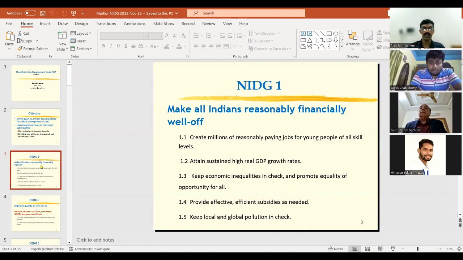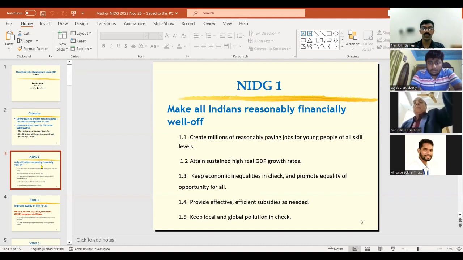But we need to get beyond that, because even if people are not poor, if they are near poor, they are still not reasonably financially well off, and they could easily slip back into poverty, as happened during COVID. So we need a clearer and better definition of what is reasonably financially well off. We don't have it yet, but I hope we can get it. Within it, we have sub-goals.